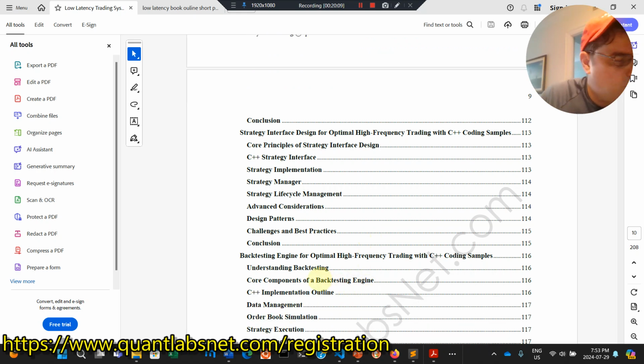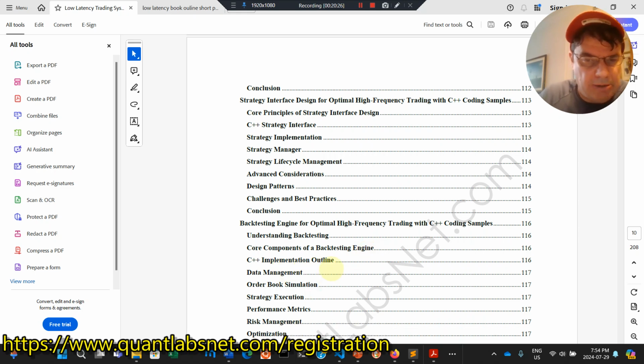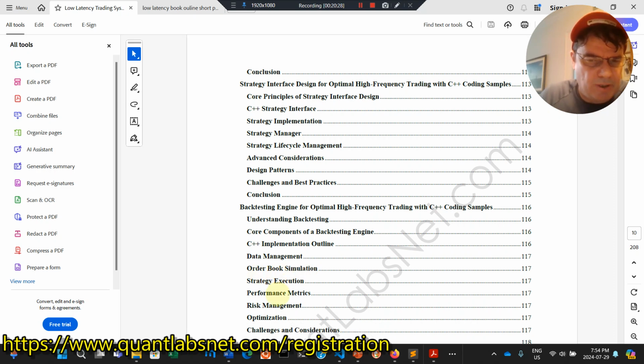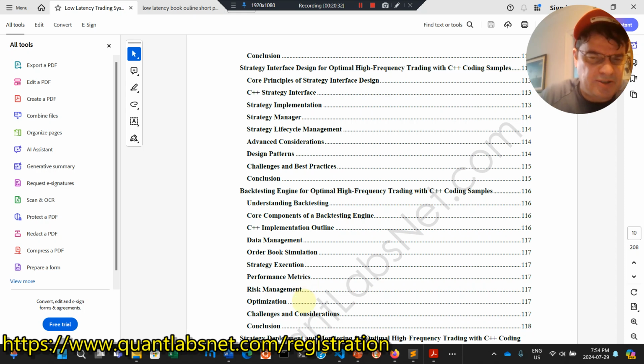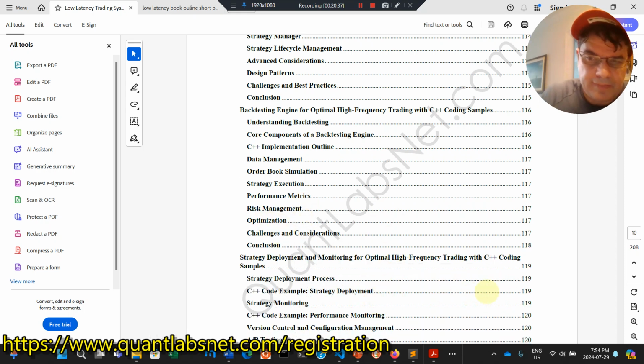Okay, now this is another important one a lot of people use and put a lot of time into. Specifically, they're building it out in Python. So backtesting engine, understanding the backtest, core components of the engine, C++ implementation outline, data management order book, simulating, strategy execution, performance metric, risk management, optimization, challenges, and considerations.